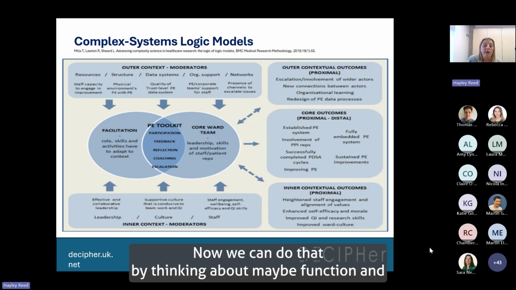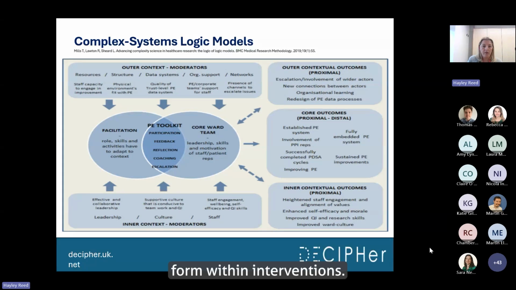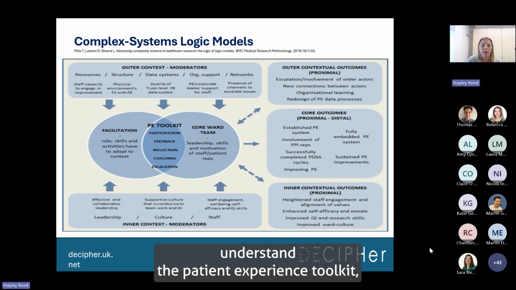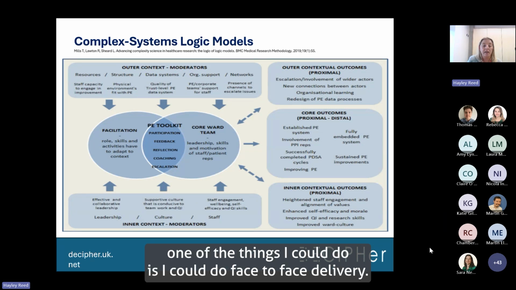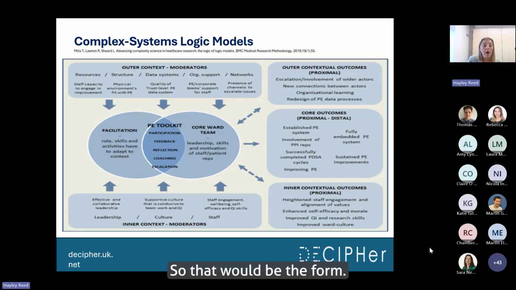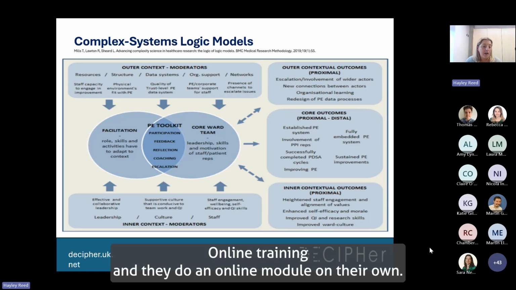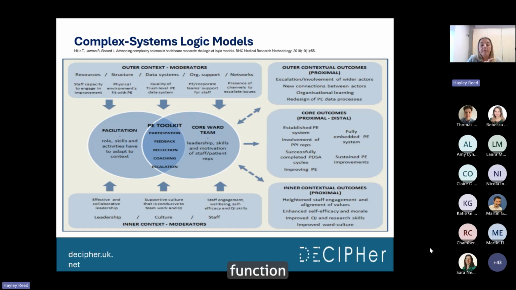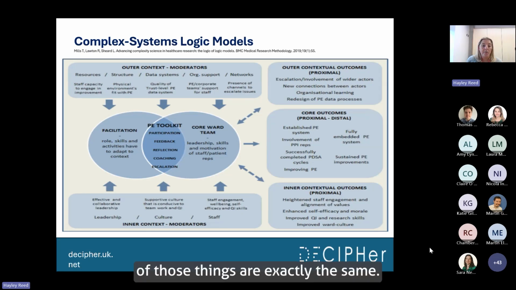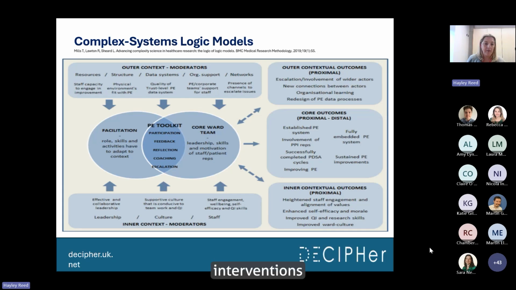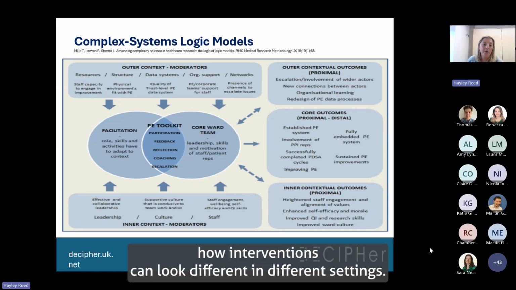Now, we can do that by thinking about function and form within interventions. So, for example, if I wanted to upskill people within hospitals to understand the patient experience toolkit, one of the things I could do is face-to-face delivery. So that would be the form. Another form would be that I could give them leaflets. Another form could be that I give online training and they do an online module on their own. But the function of those things is exactly the same. And they say that you can try to account for how interventions can look different in different settings.